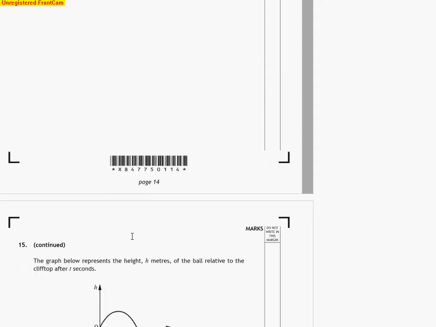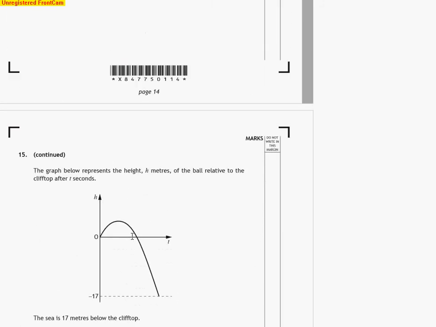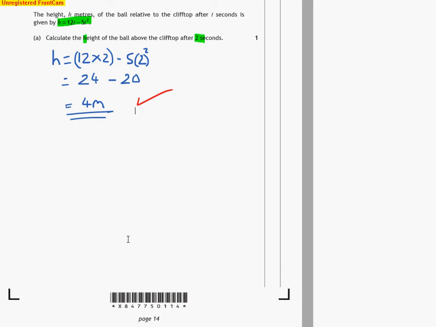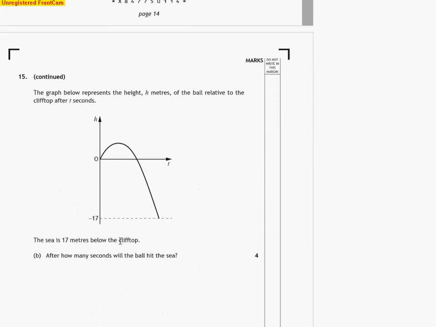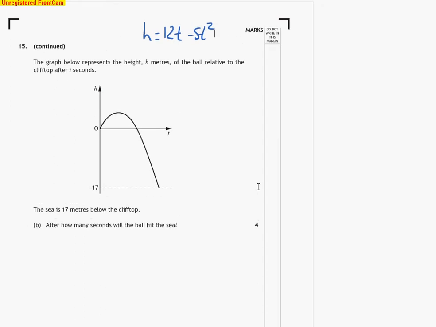For the next question, I'm just going to rewrite my equation down here. Was it 12t minus 5t squared? Okay, so the next part of the question is a bit harder. It's a 4 mark question, one of the harder questions on the paper. Okay, a bit of problem solving.